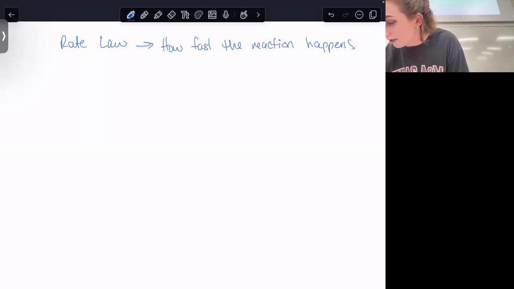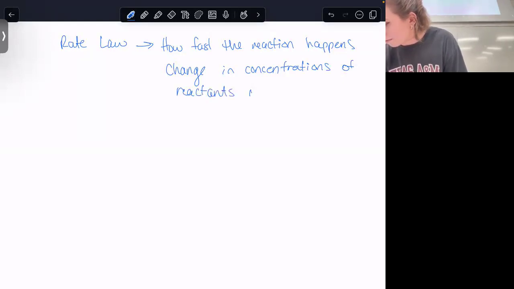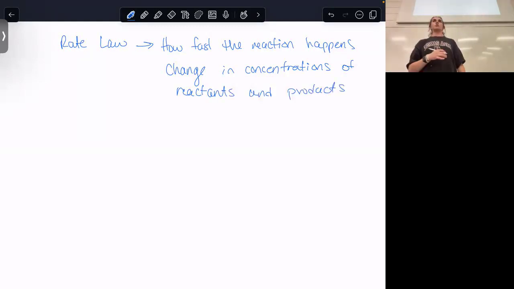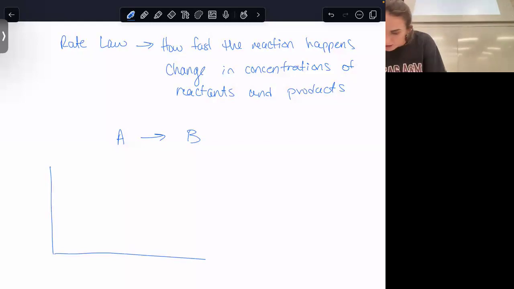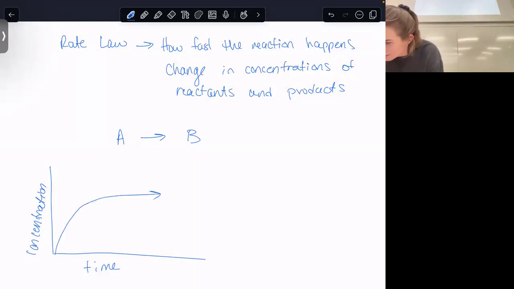And it's going to be your change in concentrations of reactants and of your products. If we look at a general reaction, we can have A going to B. In this case, if we just start with A, we have concentration on our y-axis, and this is time. We have none of B, no products at the beginning, and we just have reactants. Over time, our products are going to get produced, and our reactants are going to get used up.